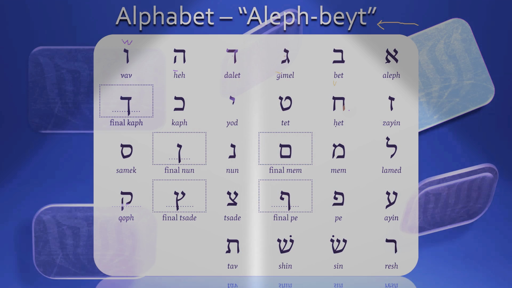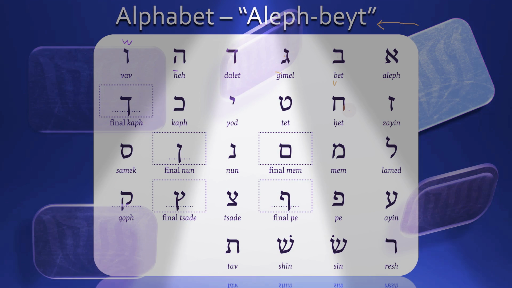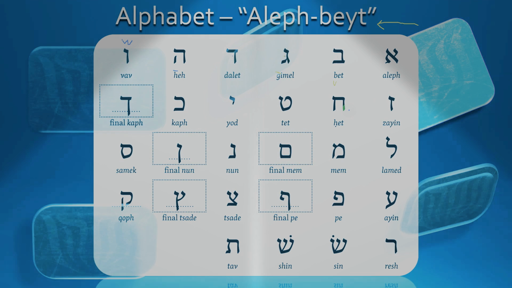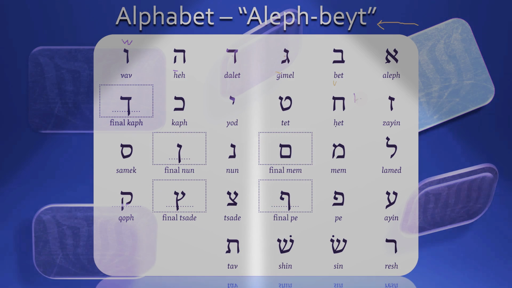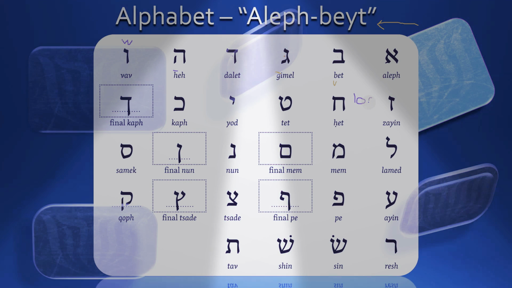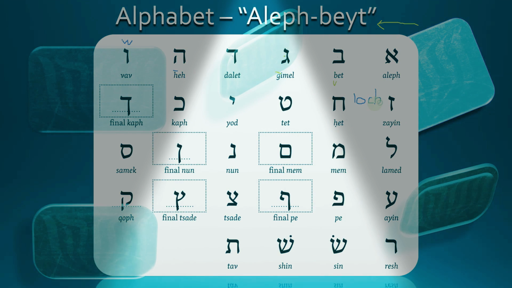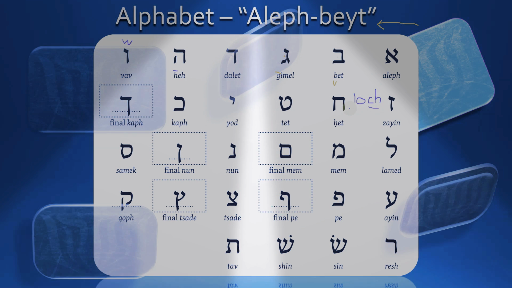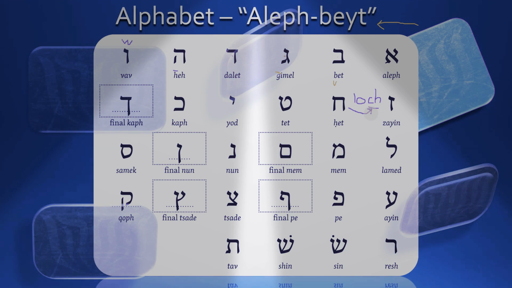Z. Next is Chet. Now Chet, have you ever heard of the Loch Ness Monster? Or there's a Scottish loch. Right? It's like a little small lake is a loch. Loch in English. Okay, so that ch, that's how this sound sounds. It's kind of in your throat, the back of your throat. Loch.